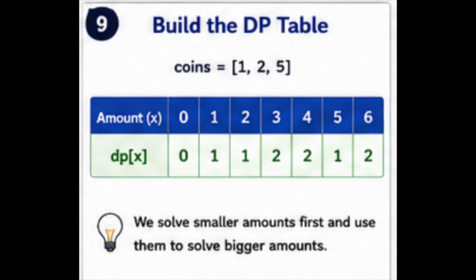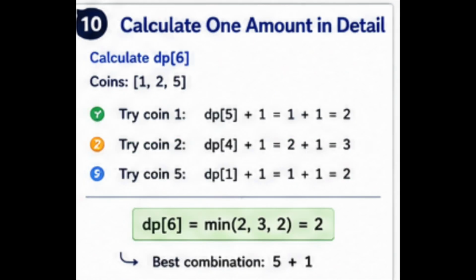For amount 6, we can use 5 plus 1. So that's 2 coins. Notice something important. We are solving smaller amounts first and then using those answers to solve bigger amounts. That's dynamic programming. Let's take one amount and calculate it very carefully. Let's calculate dp of 6.